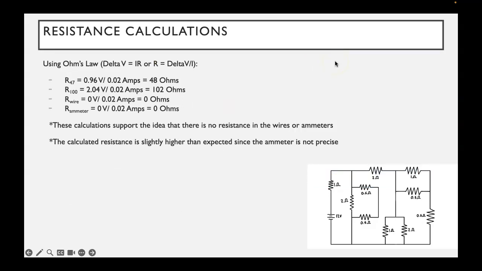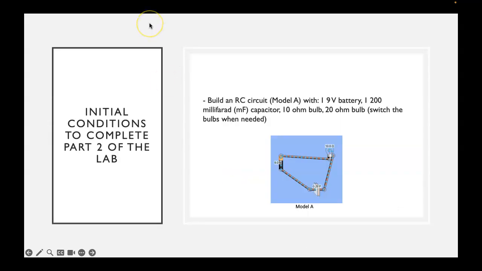You can see the calculations that we made that are listed, and we see from these calculations that they support the idea that there is no resistance in the wires or ammeters, and that the calculated resistance is slightly higher than expected since the ammeter itself is not precise. To complete step 2 of the lab, we use the initial conditions that are listed, and the model is seen in the image as well.